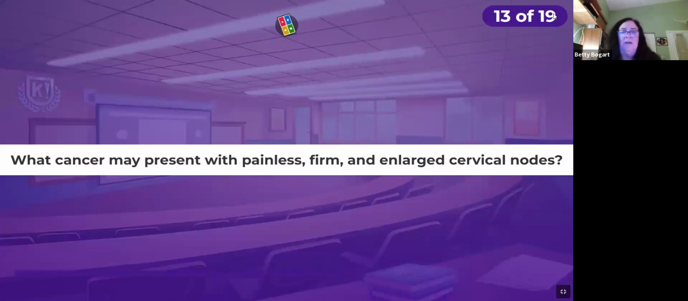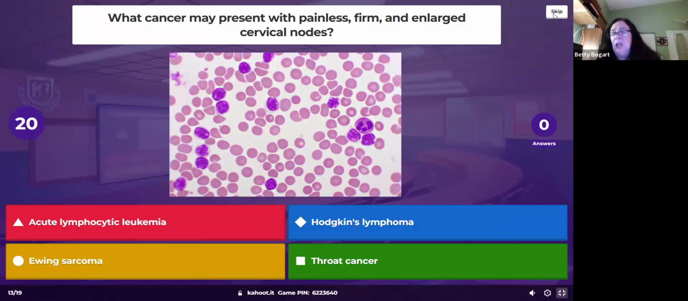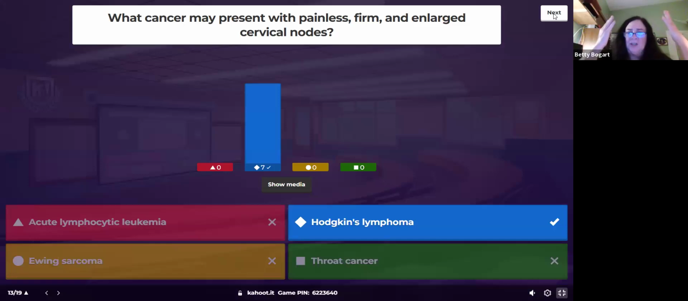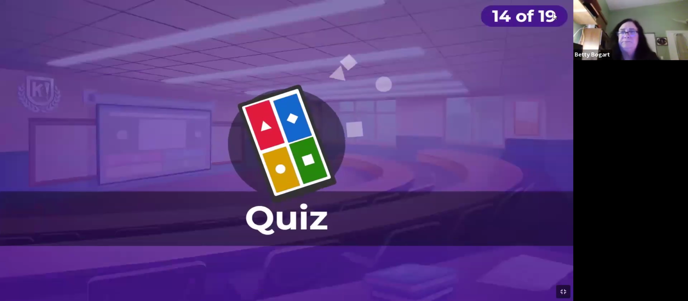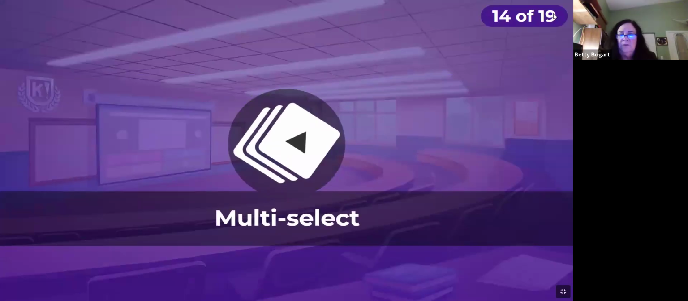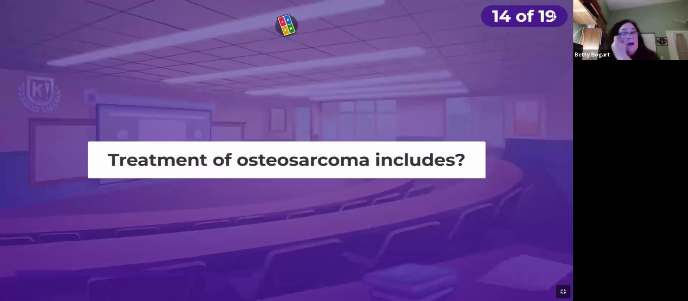What cancer may present with firm, painless, enlarged cervical nodes? Painless, firm, cervical, above the shoulders. Absolutely Hodgkin's. Good job, guys. Treatment of an osteosarcoma includes.